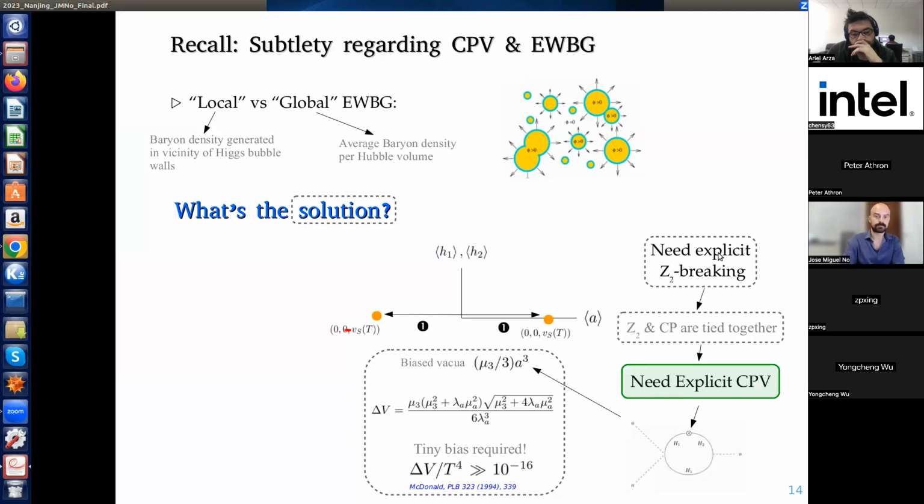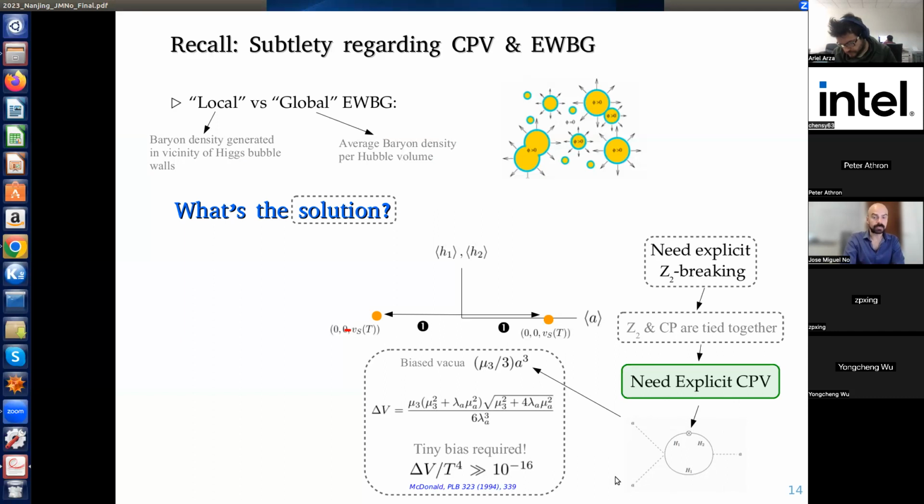However, the Z2 symmetry and CP are tied together in this model, because this biasing term, this Z2 breaking term, would also break CP explicitly, because A is a pseudoscalar. And I cannot decide that A is a scalar now, because this will break CP in some other part of the scalar potential. So breaking explicitly the Z2 along the singlet direction would also need CP to be broken. So we need explicit CP violation in order to induce this Z2 breaking in the scalar potential.